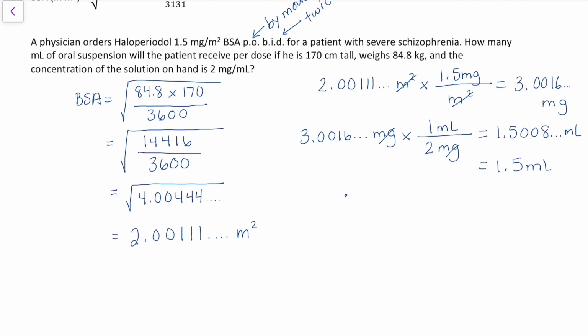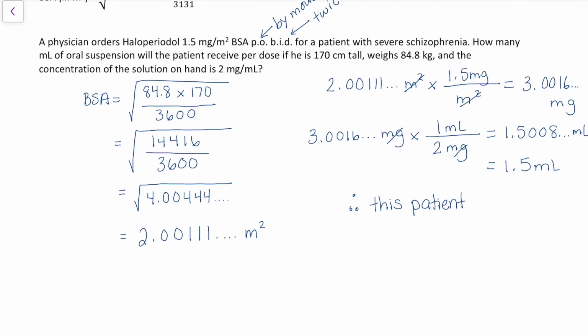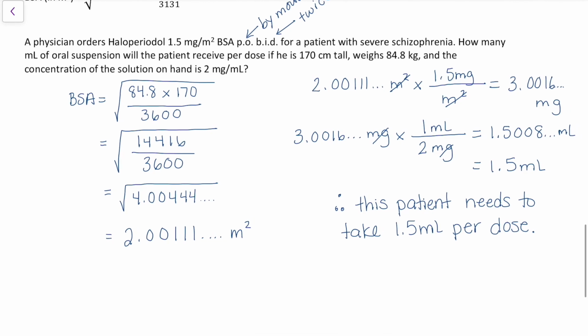So therefore, this patient needs to take 1.5 milliliters per dose. And of course, from this, we're then checking a few things. We need to check that that rounding is appropriate according to our medical rounding rules, that it's no more than a 10% variation of what's been ordered.